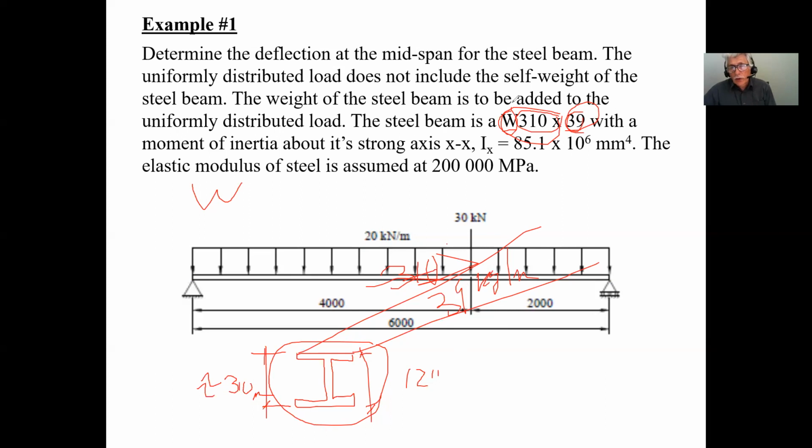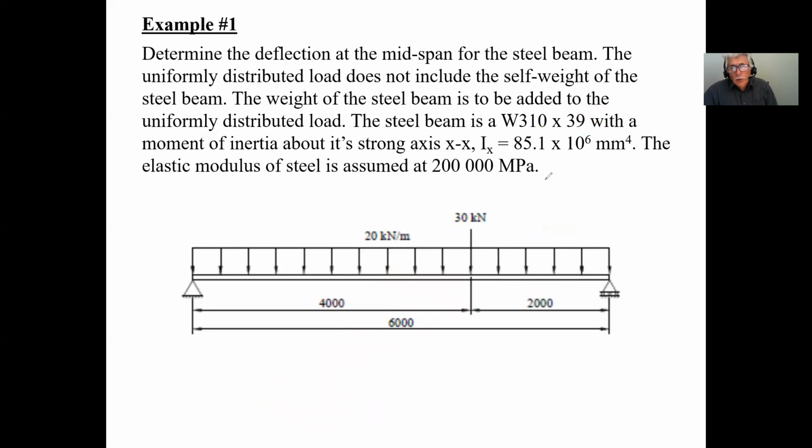And when you see this on a structural drawing, you can have, for example, a C, which represents channels. You can have a T, which represents T's. So you have different letters that represent different profiles, and after that, these numbers represent some other information. Like I said, for a wide flange, this represents the nominal depth, and this represents the mass per unit length that this thing is going to end up weighing. So that means that I would have to take this 39 kilograms per meter and add it to the 20 kilonewtons per meter to get the total weight, okay?